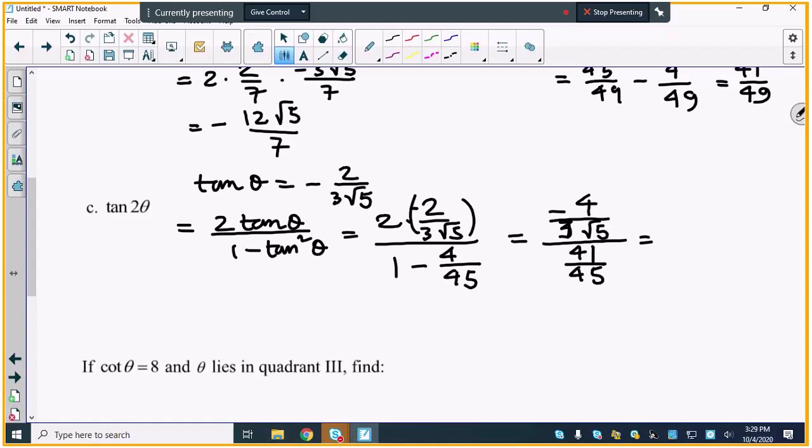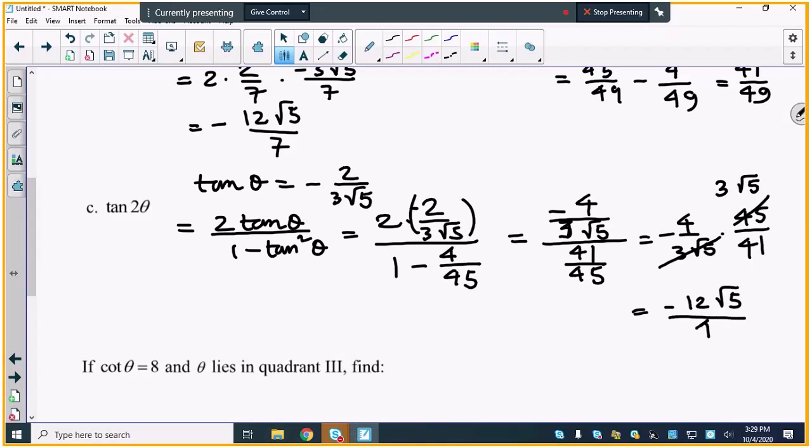So dividing by a fraction means multiplying by its reciprocal. So I will do that. 45 over 41. So remember, when you cancel 3 square root of 5 and divide 45 by 3 square root of 5, you get 3 square root of 5 because the square of 3 square root of 5 is 45. So my answer is going to be negative 12 square root of 5 over 41. And I have worked out every single trigonometric relation for the double angle.